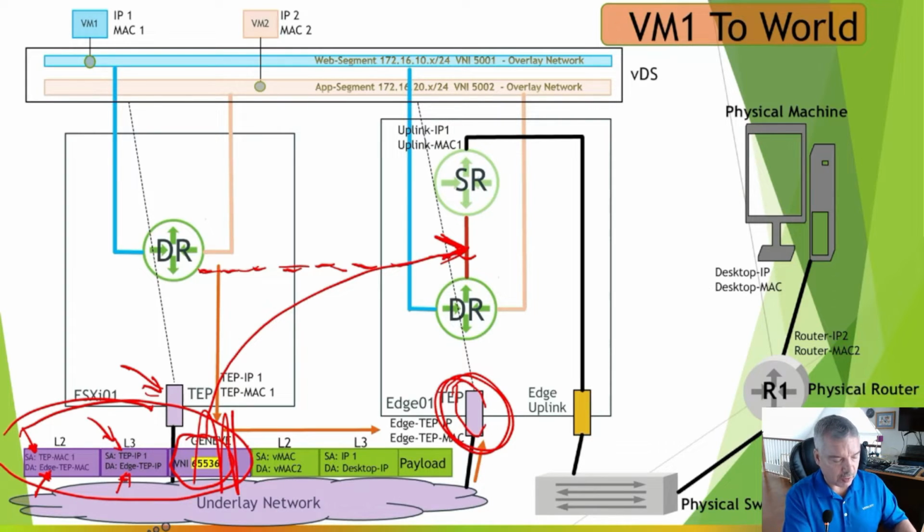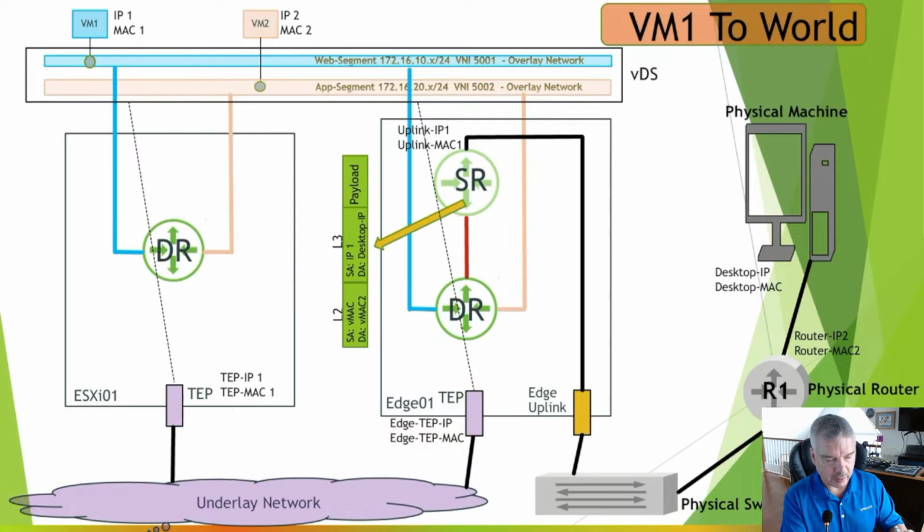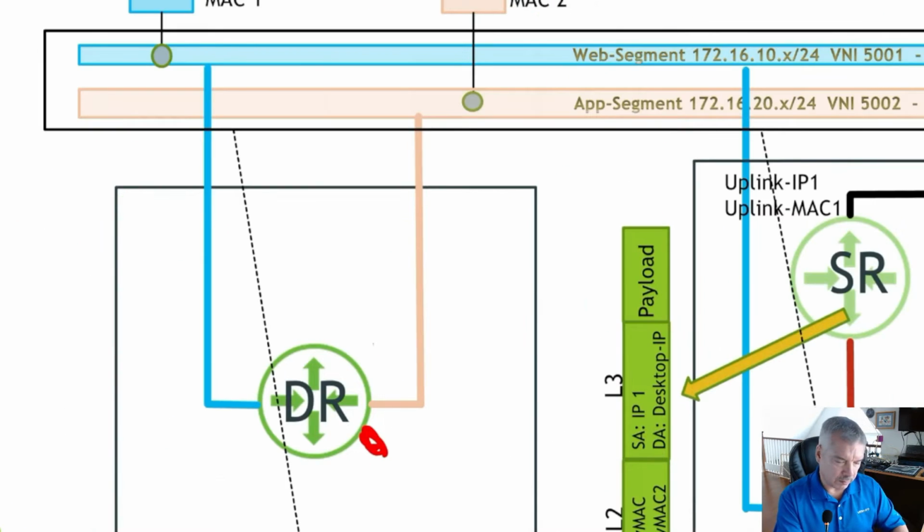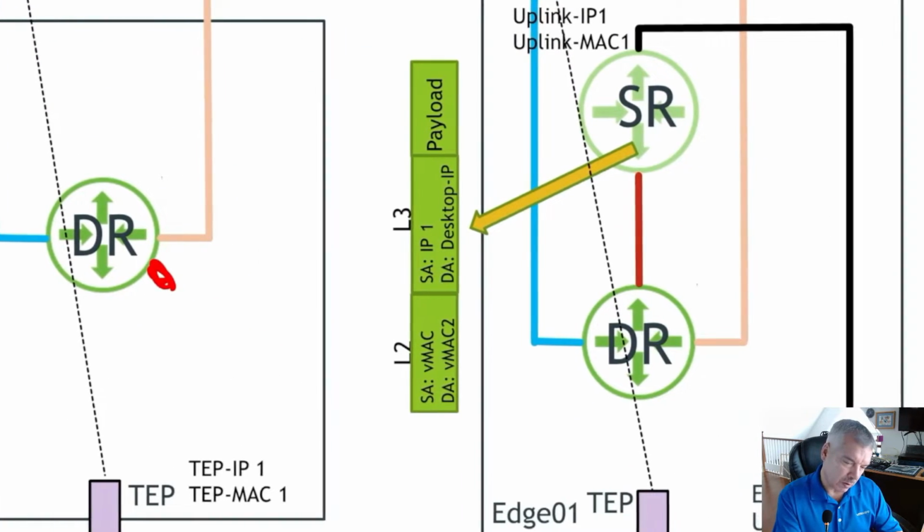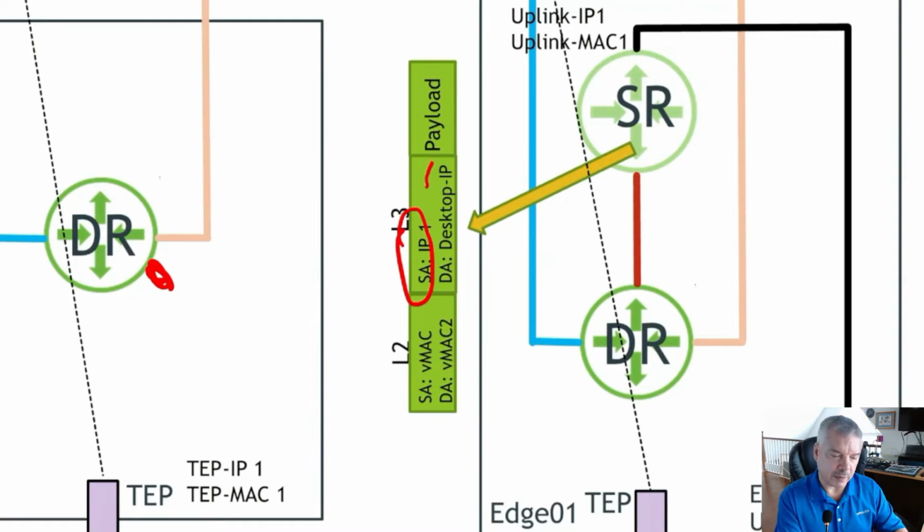It's going to tear all that off, throw it in the garbage. It's going to keep this original payload and then send it up. So the original payload gets sent up to the SR. And that's the same payload that exited this DR component. Well, let's take a look. We see our source IP is the blue VM, destination is the physical box. That never changes. But we see the layer 2 is the source is the VMAC of the distributed router, and the destination is the VMAC 2 of the SR.